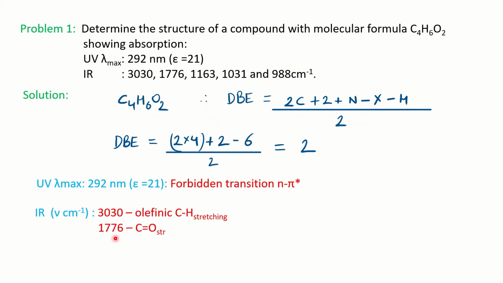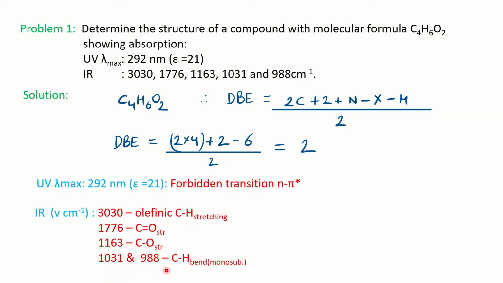You have a 1776 peak, which is in the range for carbonyl stretching. This carbonyl stretching is at a higher value, so there may be 2 oxygens, maybe for an ester. We'll see what factors are increasing the carbonyl frequency here. 1163 is for C single bond O stretching, which again confirms that we have an ester group here.